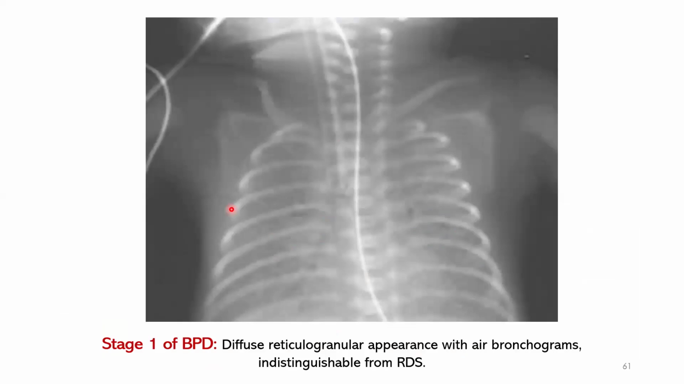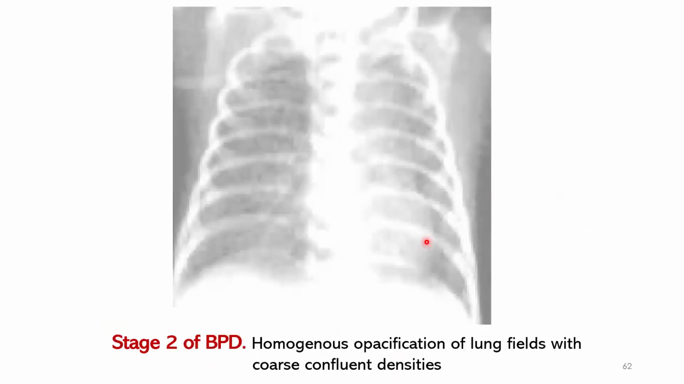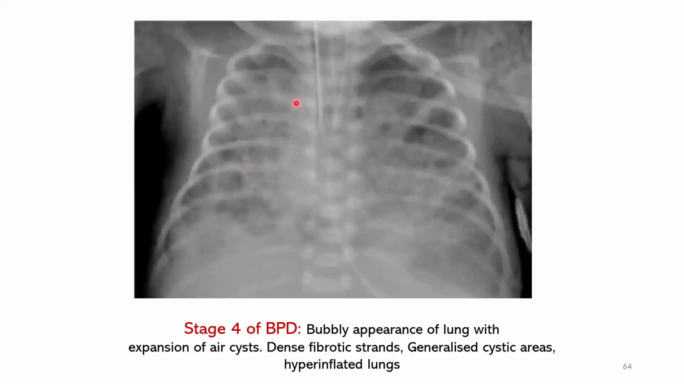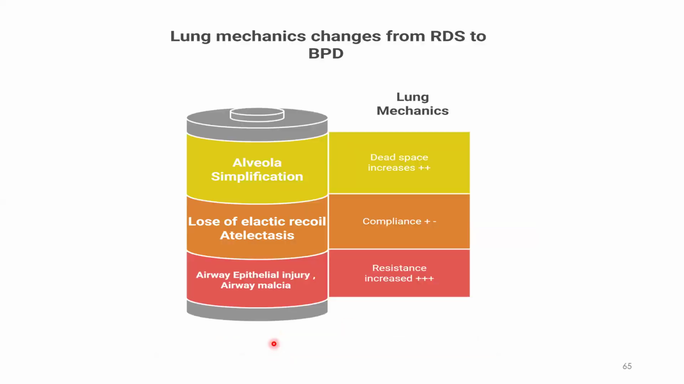We all know the staging of BPD, or X-ray classification. Stage 1 BPD is basically, if you see the X-ray, a reticulogranular-like appearance, just like RDS. In stage 2, there will be some confluent density on the background of homogeneous opacity. In stage 3, you will get microcysts. And stage 4 is basically a bubbly appearance, with generalized macrocystic areas. The chest X-ray is usually hyperinflated. That is stage 4 BPD. Stage 4 BPD is basically the severe form of BPD.